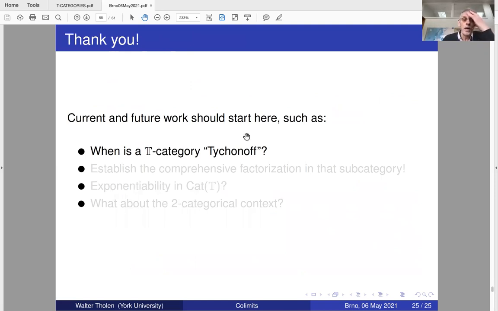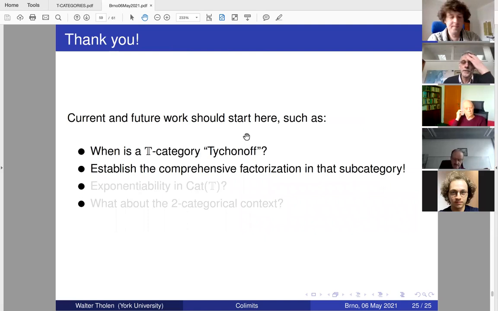I do know how to say when a T-category is Tychonoff. But I haven't finished a proof on the comprehensive factorization on this. It will need some conditions, but I would say I'm sort of halfway done, although nobody knows this, as we know, if there is a dark cloud, there can be lots of surprises yet.